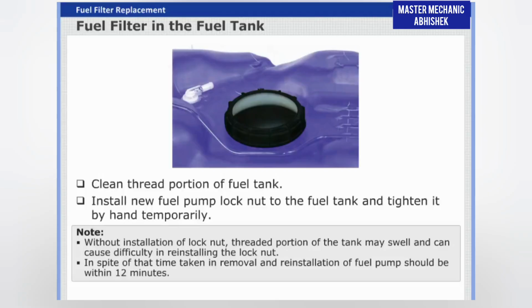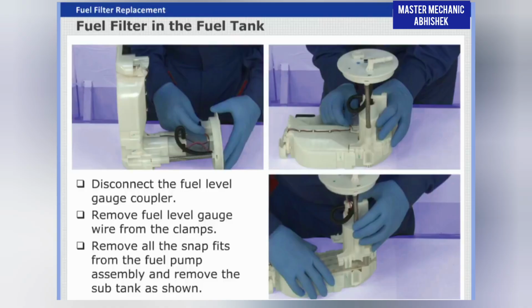Clean thread portion of fuel tank. Install new fuel pump lock nut to the fuel tank and tighten it by hand temporarily. Without installation of lock nut, threaded portion of the tank may swell and can cause difficulty in reinstalling the lock nut. In spite of that, time taken in removal and reinstallation of fuel pump should be within 12 minutes.